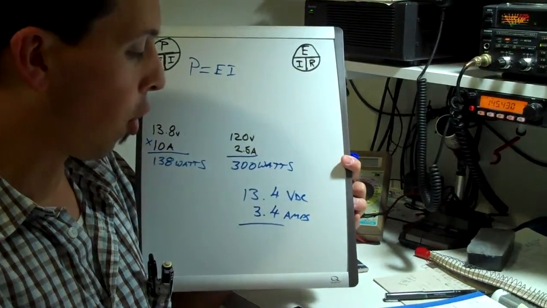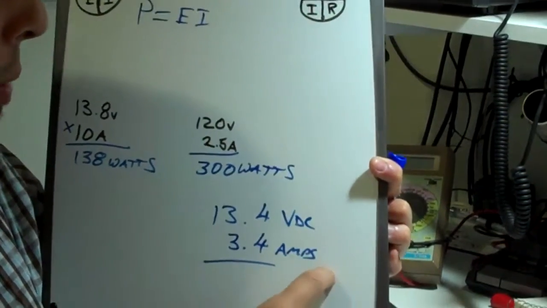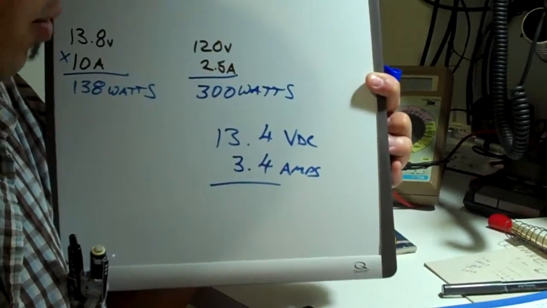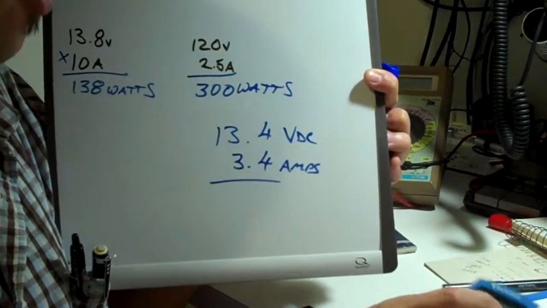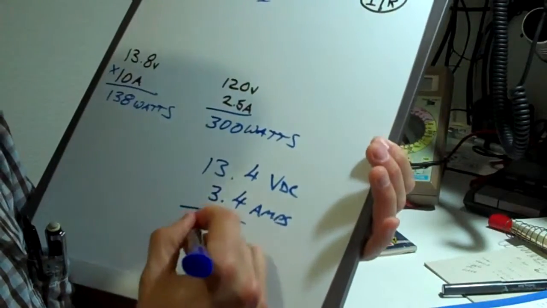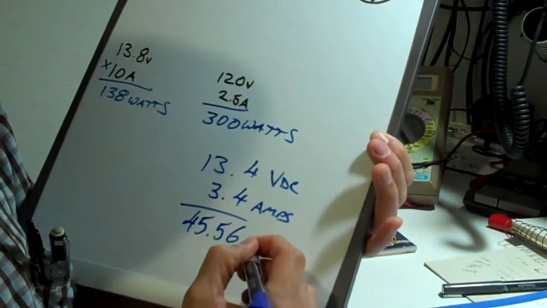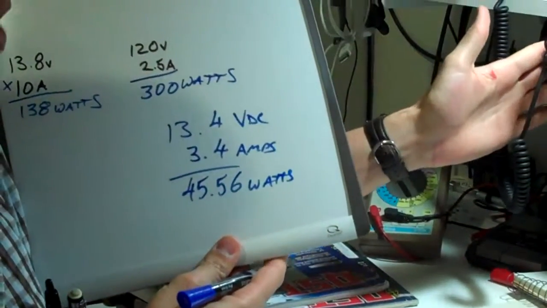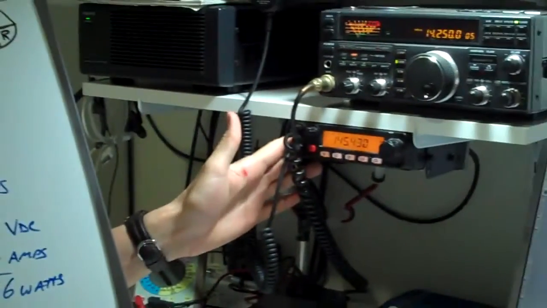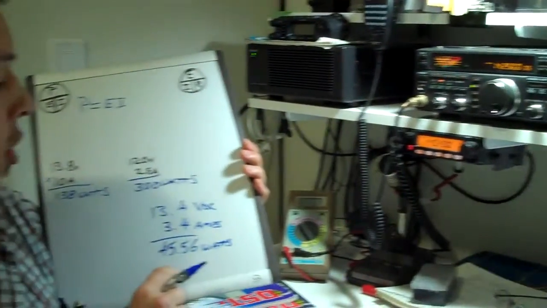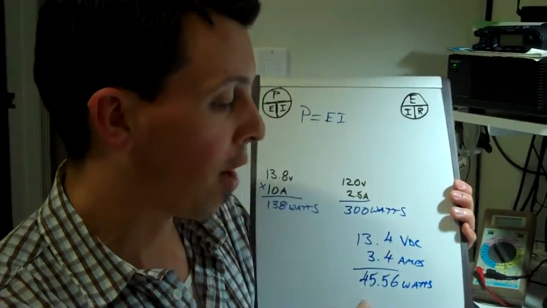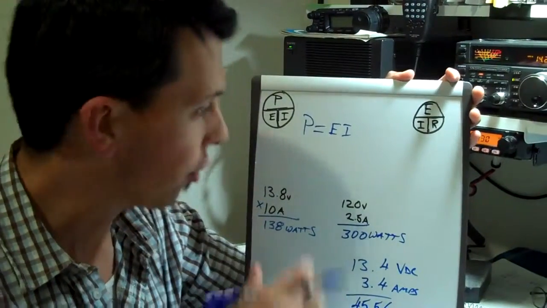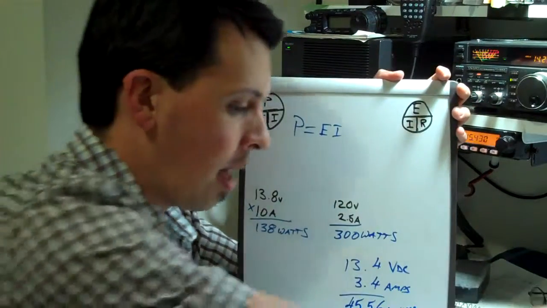So what we're going to do, of course, is volts DC times amps equals power. So we're going to multiply these. 13.4 times 3.4 equals 45.56 watts. Well, that's about right. A radio like this on high power is going to do 50 watts on 2 meters, so it looks like I'm in the right ballpark. So that's how you can figure it out. Remember, how do you find out the power to your transceiver? You multiply the current times the volts. If you learn that equation, that'll get you a long ways.